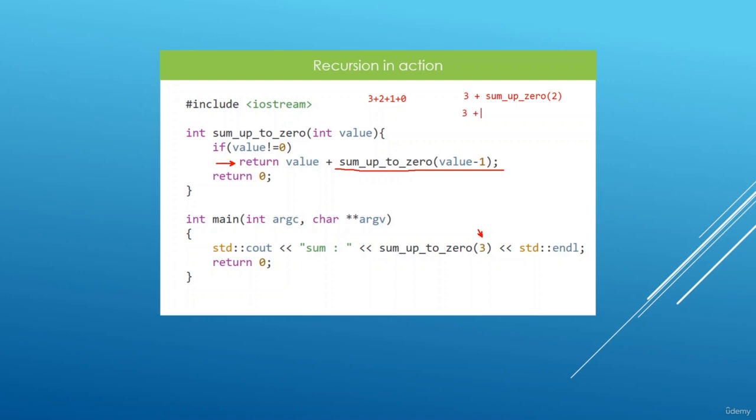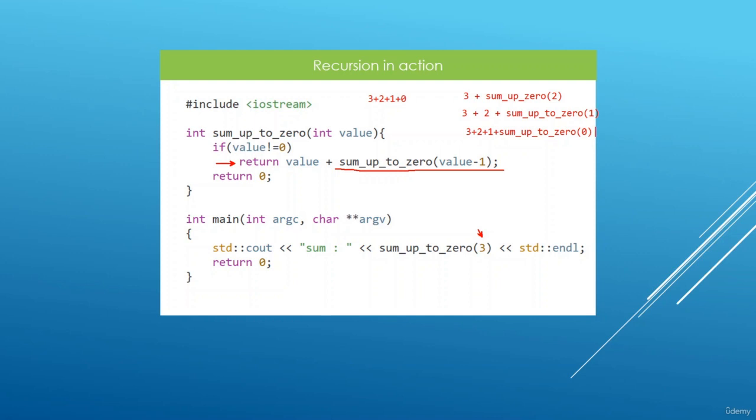Now the value is going to be 2 plus sum up to 1, because 2 minus 1 is 1. Again, here you see we are doing value minus 1. The next time the function is called, because now we're calling it with an argument of 1, we're going to say 3 plus 2 plus 1, because that's the current value. And then we're going to add sum up to 0 and pass in the argument of 0, because the current argument is 1 and 1 minus 1 is 0.